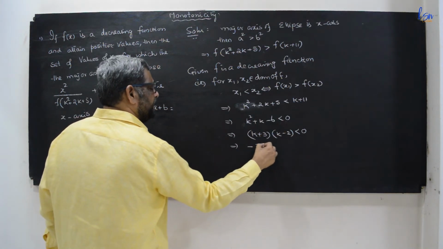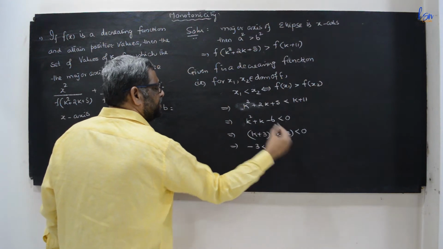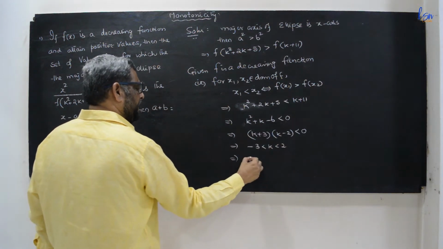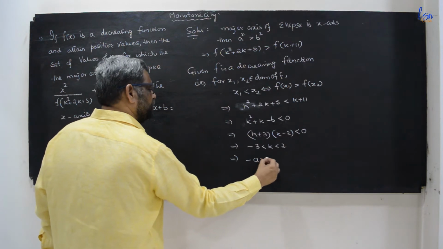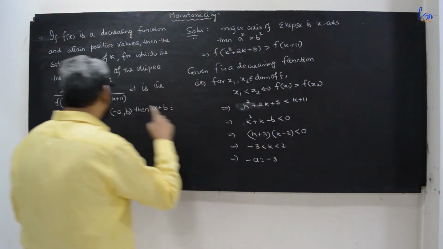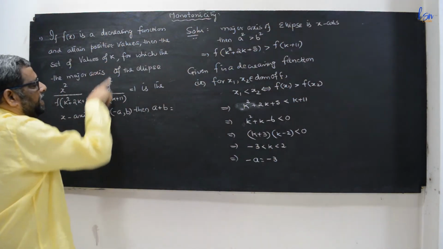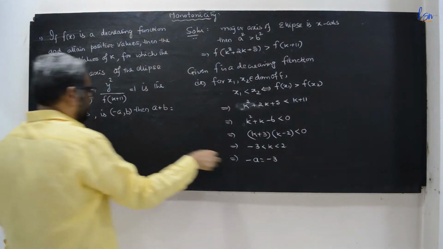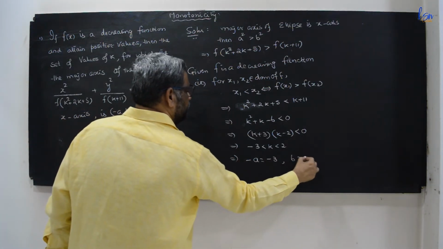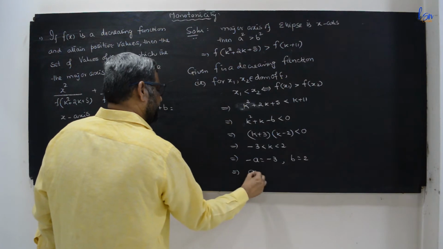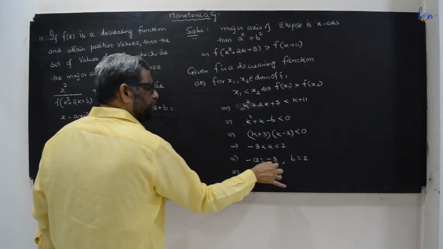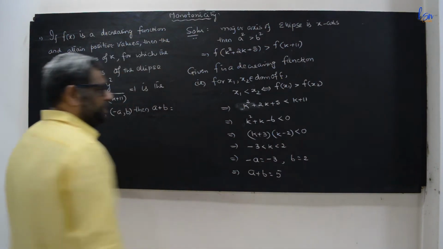Therefore, -3 < k < 2, which implies -a = -3, because it is said that the set of values of k is (-a, b), and b = 2. So a = 3 and b = 2, and a + b = 5.